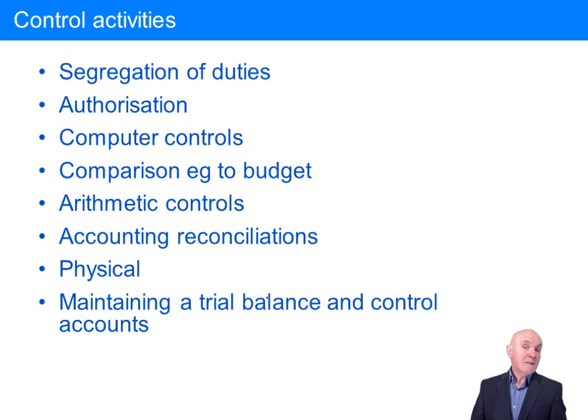Less important, maybe to some extent, in computerized systems, where many of them will not allow you to put in a one-sided entry. And many of them will make sure that if I debit a particular customer with $100, then the control account is debited with $100 as well. But things can go wrong.